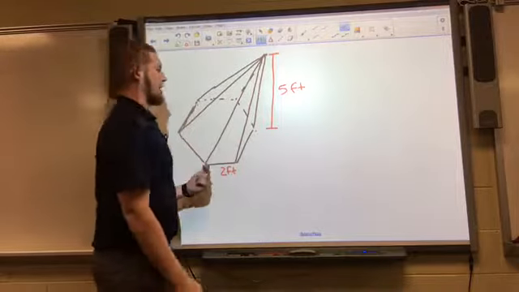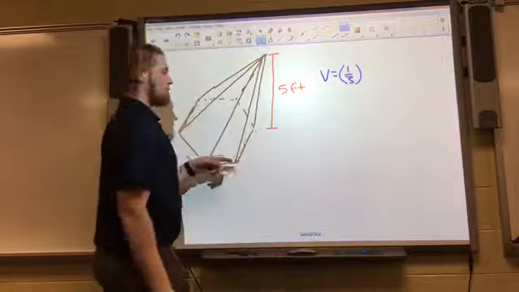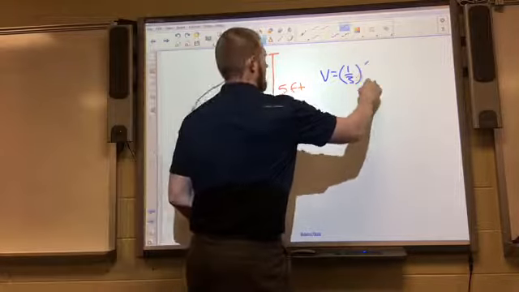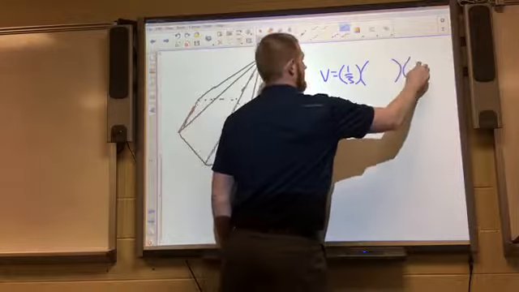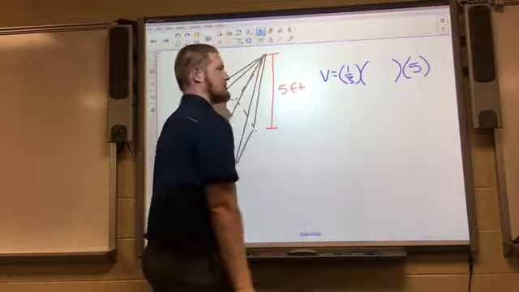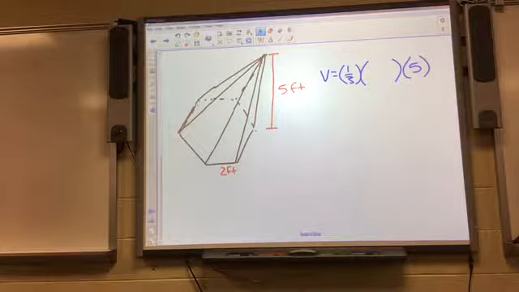So here, if it were me, I would set up volume equals 1/3. I don't know the area of the base yet. I can find that though, and I'll go back and do that. But what's my height? 5. Okay, so I have my entire equation set up. I just need to take a second here, go back, find the area of my base. How do I find the area of a regular hexagon?